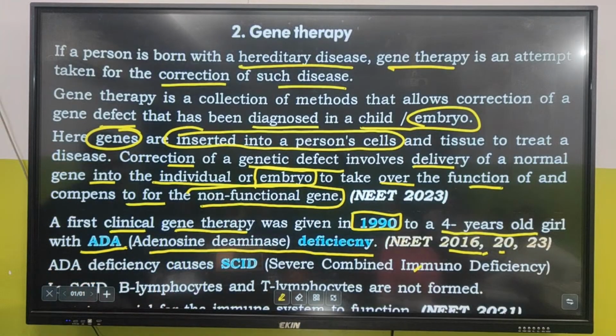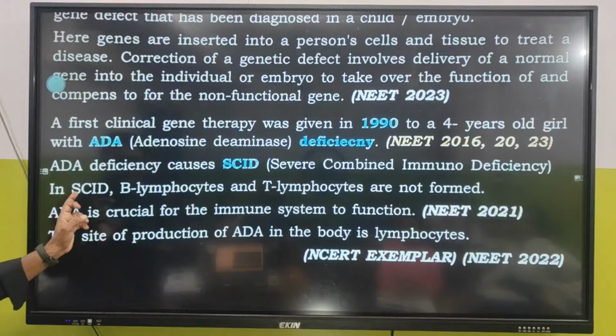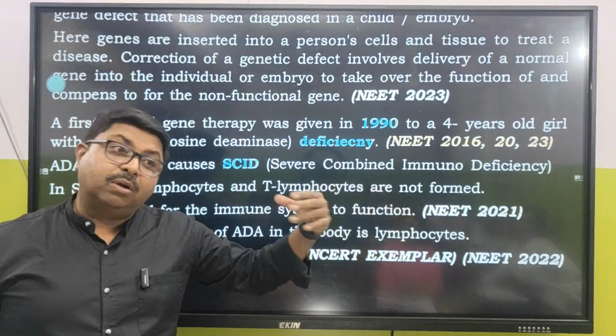ADA deficiency causes SCID, severe combined immunodeficiency. In SCID, B lymphocytes and T cells are not formed. Think about not formed.